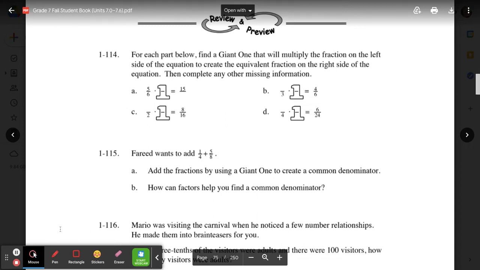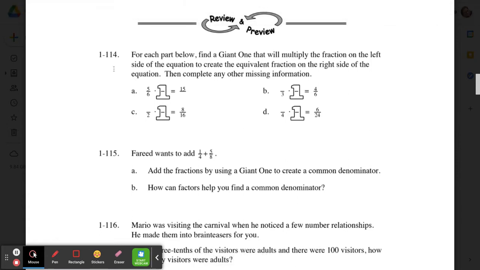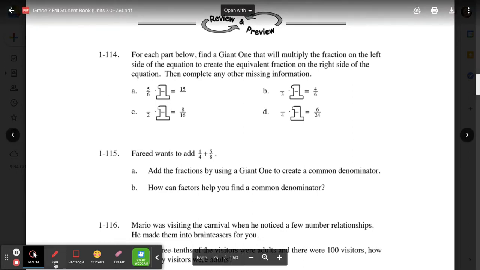Hello! So this video is to help support you with page S-73, and we're looking first at problem 1-114. So we're looking at giant ones, and when you're using these videos, the best practice is that you guys have already tried the problems yourself, and you're either now checking your answer or you are getting support.